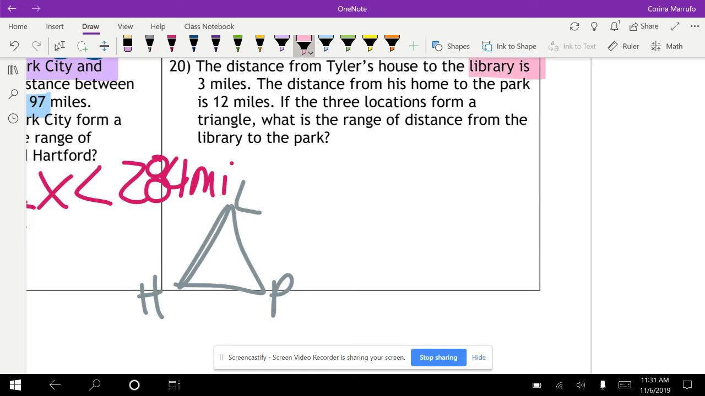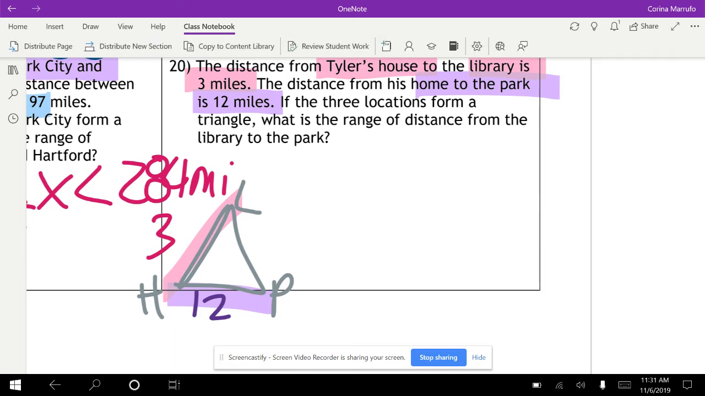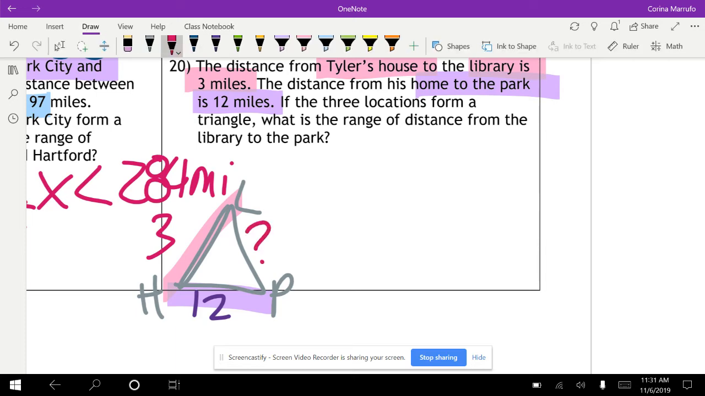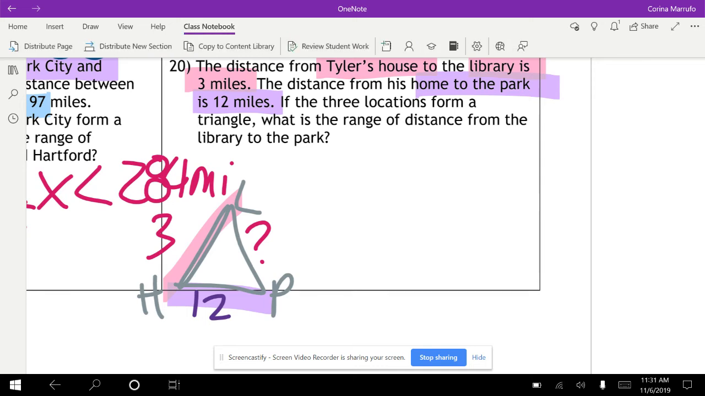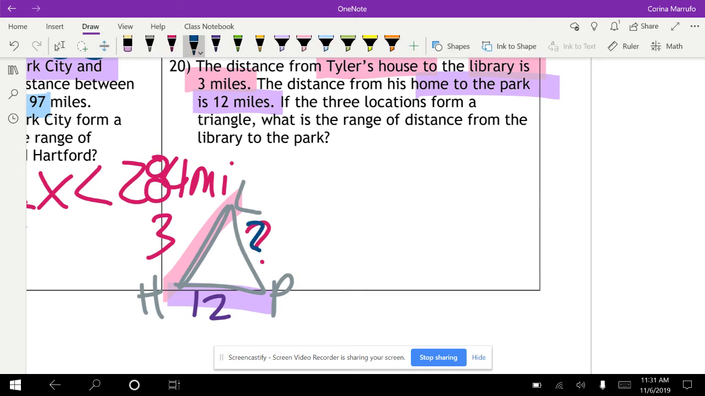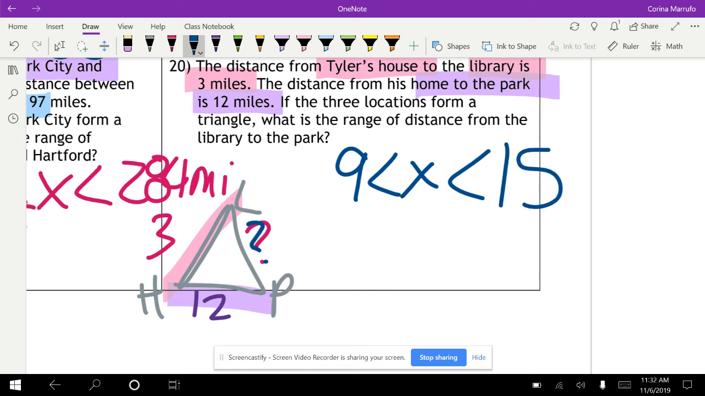So it tells us here from the library to his house is 3 miles, so this distance is 3. And then the next part tells us that the distance from his home to the park is going to be 12 miles. And then this last distance, we don't know what it is, but that's what we're looking for. So we're going to go ahead and find it. So we have to subtract the numbers. 12 minus 3 gives us 9, less than x, less than, and then we add the two numbers. 12 plus 3 is 15.